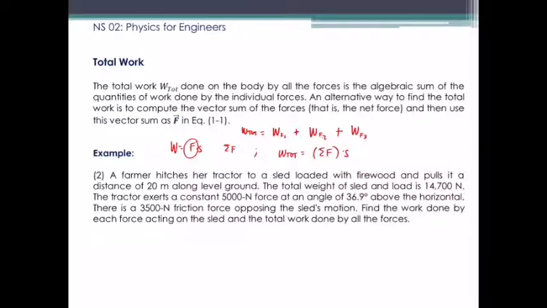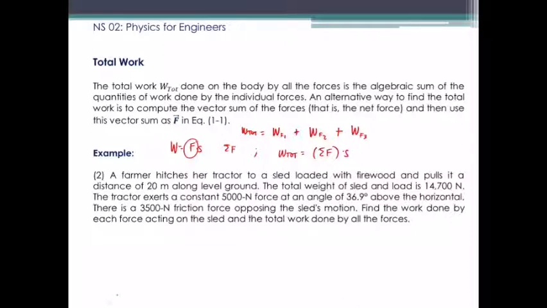For example, let us try to find the total work in this example. A farmer hitches her tractor to a sled loaded with firewood and pulls it a distance of 20 meters along level ground. The total weight of sled and load is 14,700 newtons. The tractor exerts a constant 5,000 newton force at an angle 36.9 degrees above the horizontal. There is a 3,500 newton friction force opposing the sled's motion. Find the work done by each force acting on the sled and the total work done by all the forces.